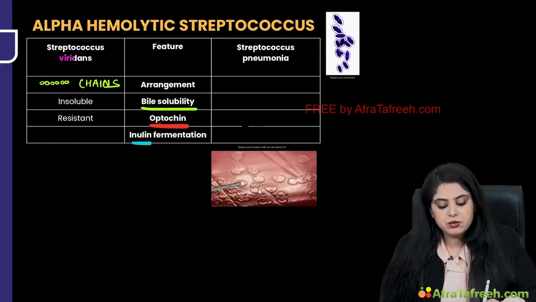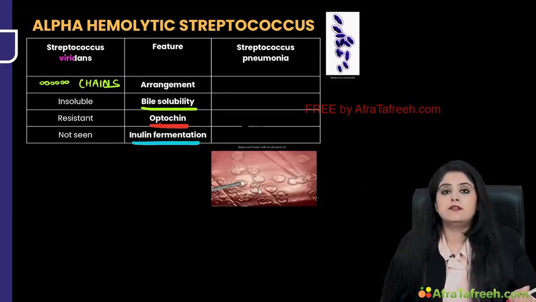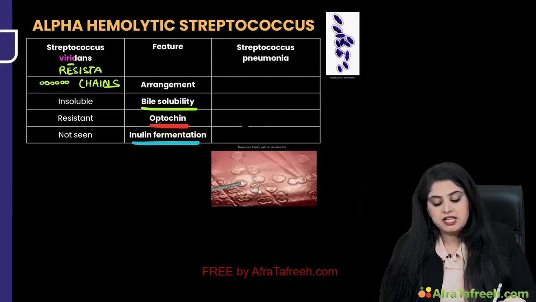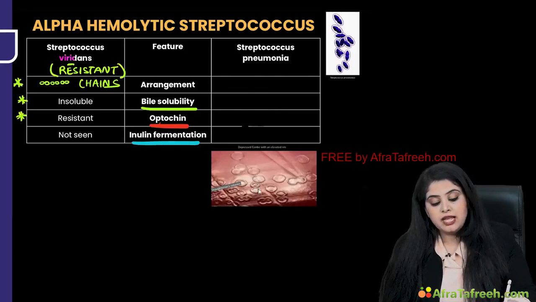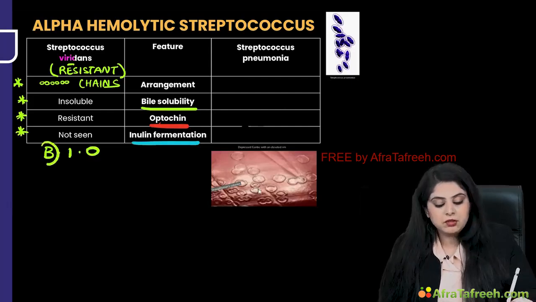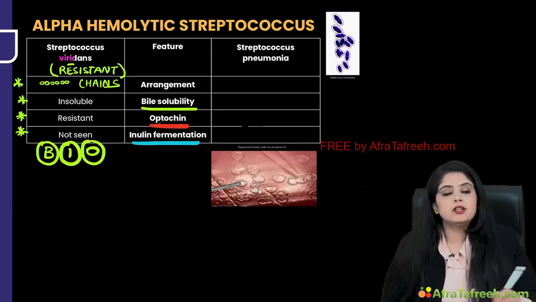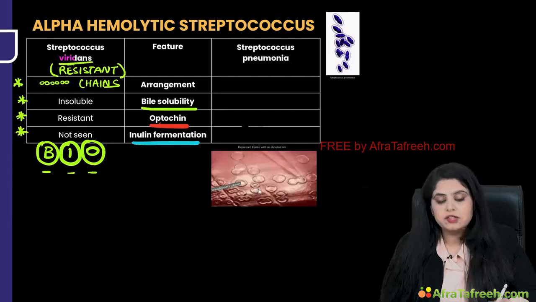You will ask him, will you do inulin fermentation? He will say no, I will not do it. So this viridans is very resistant. That is how I have learnt it, and he is there tied up in chains, and he is going to say no to anything out of bio that you ask him. Means you ask him about bile solubility, optochin sensitivity, and inulin fermentation, everything to bio, he will say, I will not do it. You know, viridans is just a name.